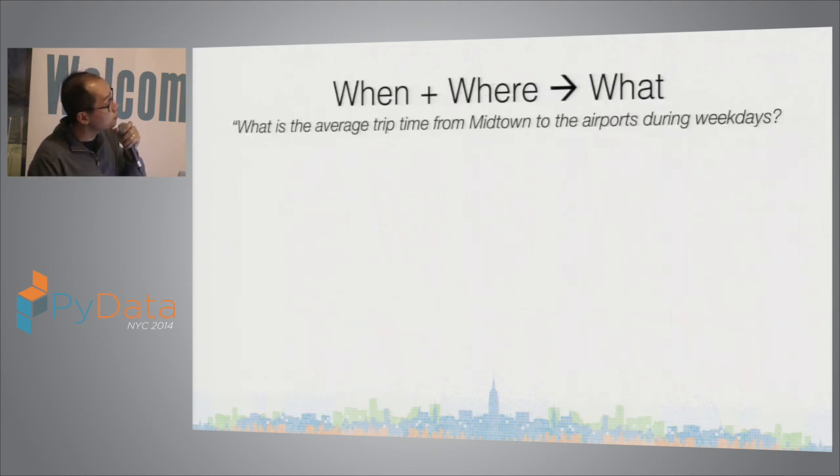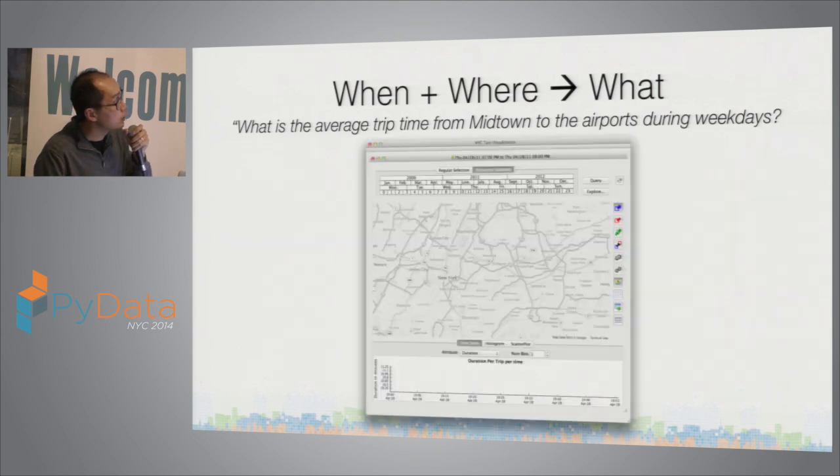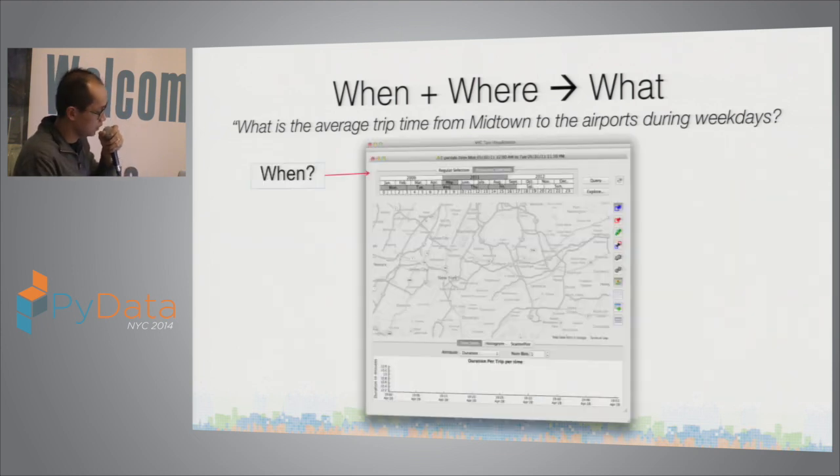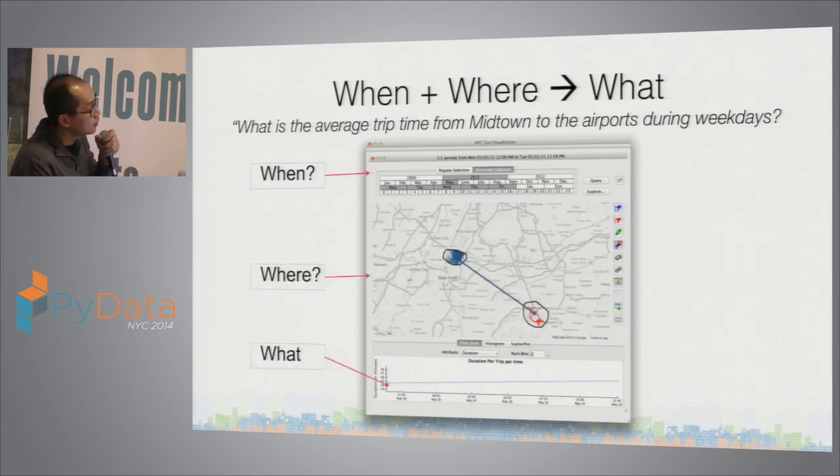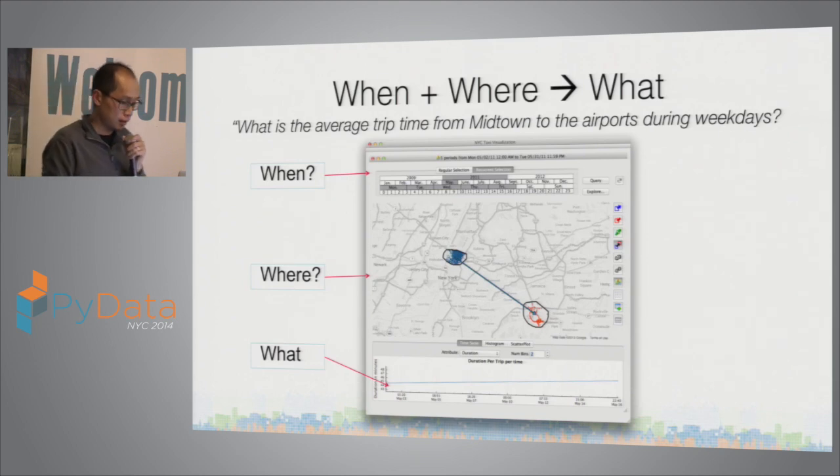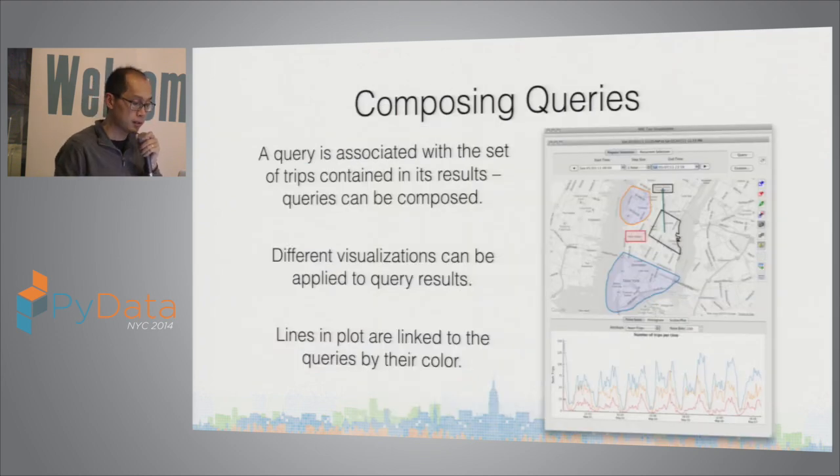To make it simpler, here is just an example. So the when is for the time, the map is for the where, and the what is for the attributes. And in composing the queries, you can select directly on the maps, link them together, etc.